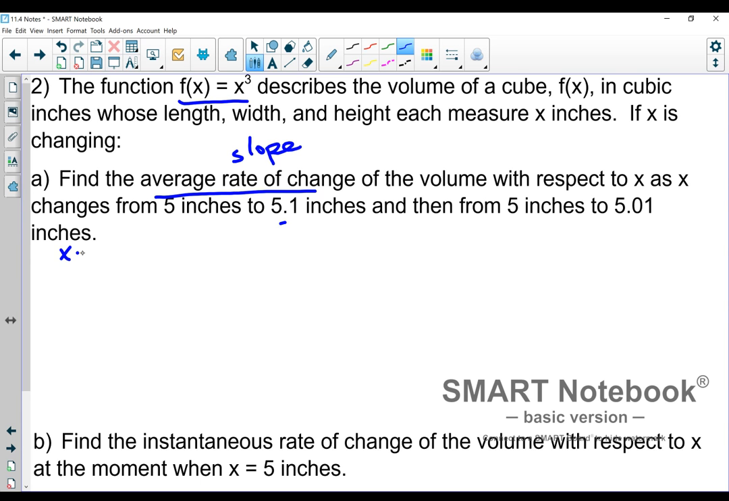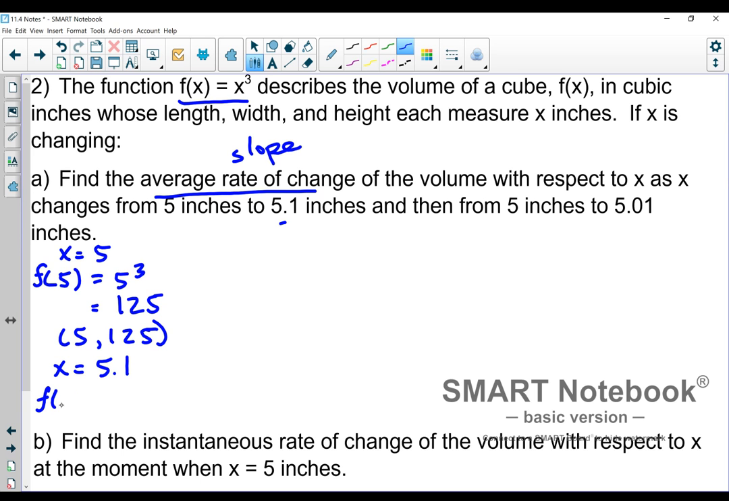So if I have x equals 5, then I am finding f of 5. And I'm just going to use that function. The function is f of x equals x cubed. So we'll find 5 cubed, which is 125. So that means my ordered pair is (5, 125). I also want to let x equal 5.1. So f of 5.1 is 5.1 cubed, which is 132.651.